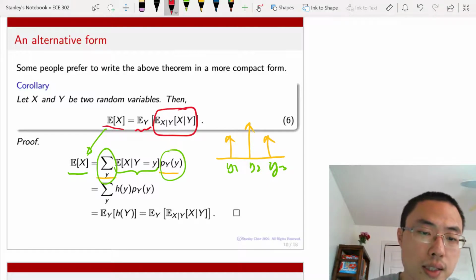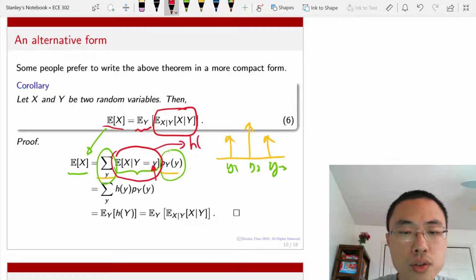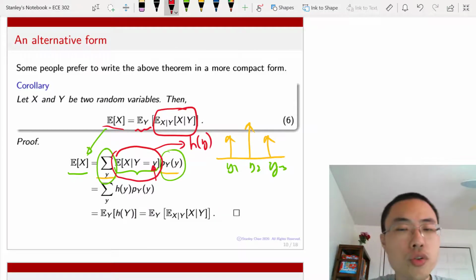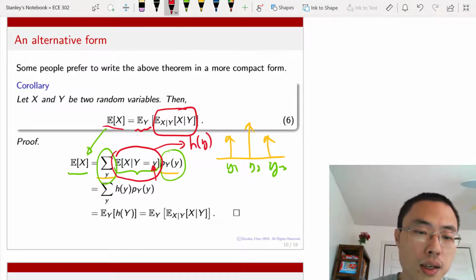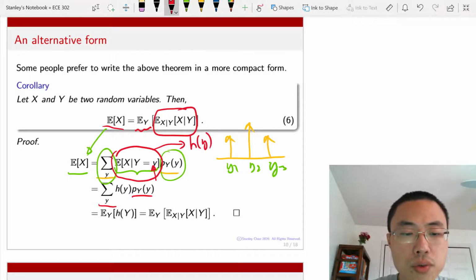And now, what is this conditional expectation? As I said, since you are fixing yourself at this small y, it is literally just a function of y. Let me just call it h of y. It's a function of y. And then, when you take the summation times the probability, essentially you are taking the what?